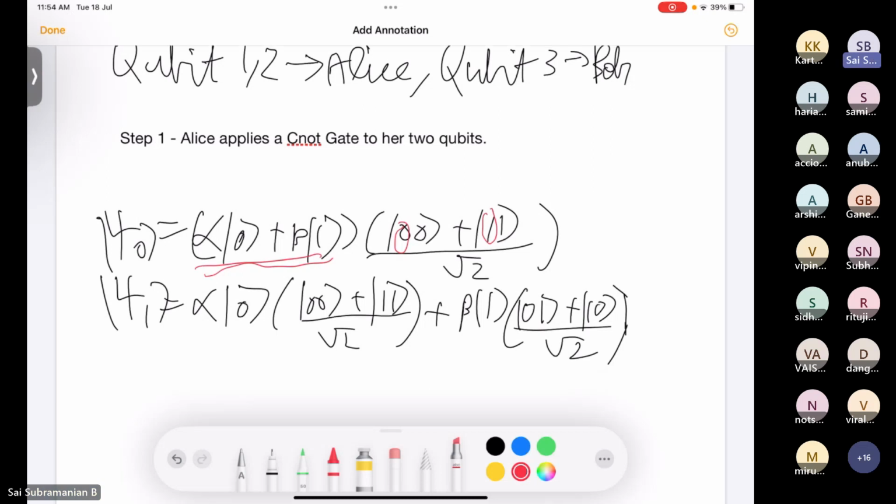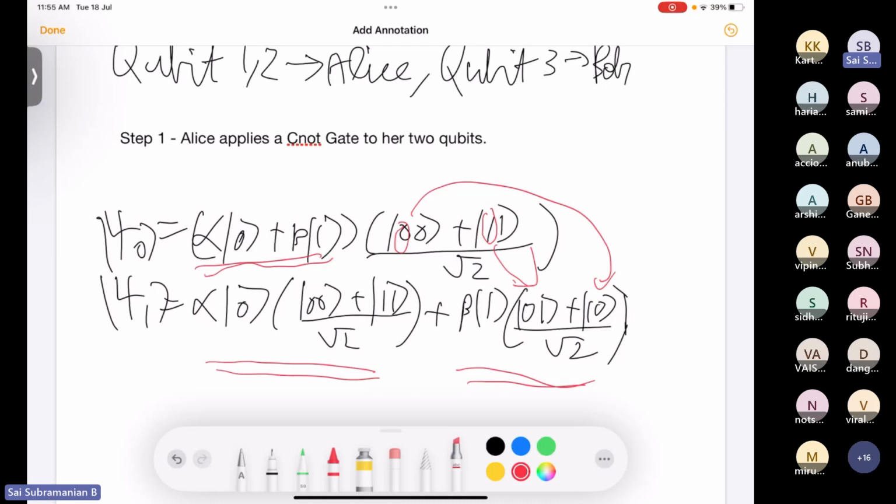So now we are looking at alpha times 0. So the first qubit is 0. So the second qubit remains the same. So we have the same state. So alpha 0 just splits like this. Now the second part where the first qubit is 1, we flip the second qubit. So now our new state is 01 plus 10 by root 2. So this 00 became 10 and this 11 became 01, when the first qubit is 1. So this is our psi 1. This is our new state of the 3 qubits.